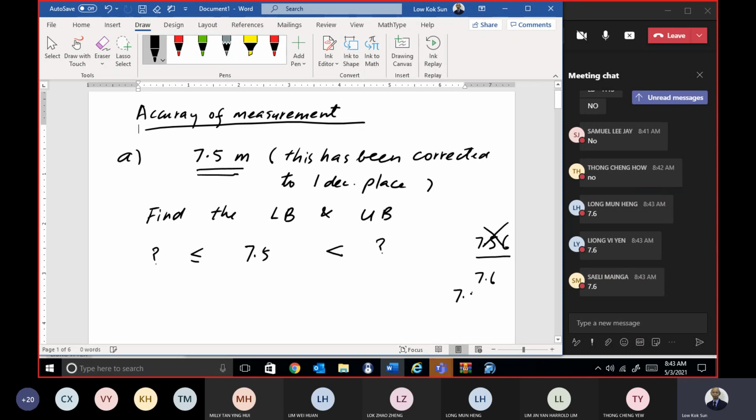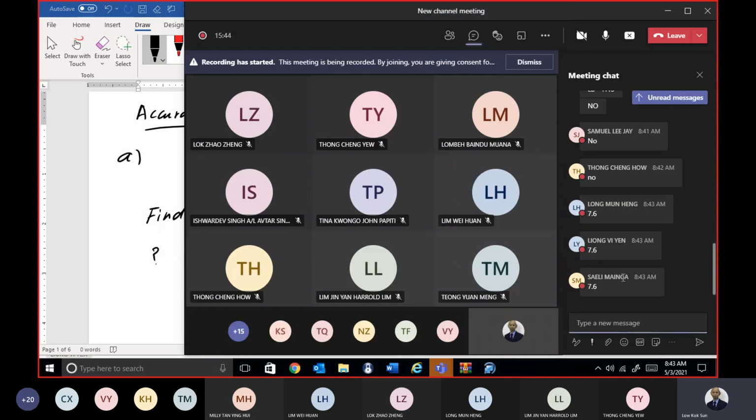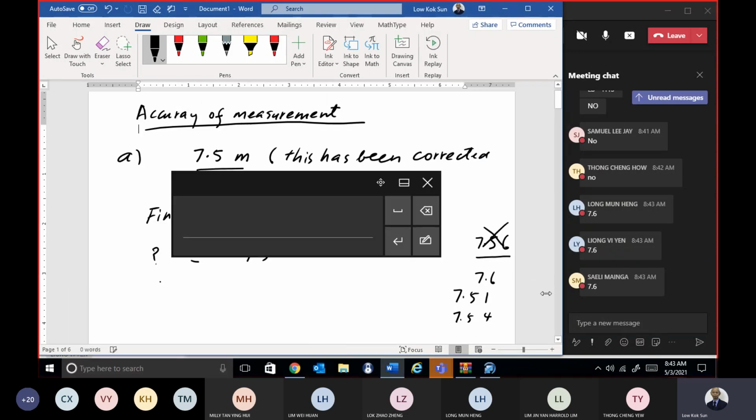How about if I put down 7.51, is this possible? Yes, it's possible. And 7.54, is it possible? Yes. Now there is a point you have to understand. We call it the boundary, the limit.